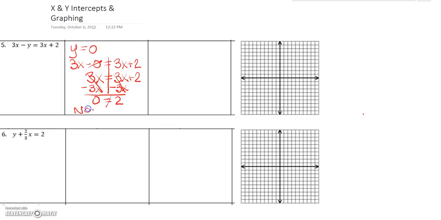So your answer would be none. Okay, and then for the y-intercepts, you make x equal 0. So you replace every single x with a 0.